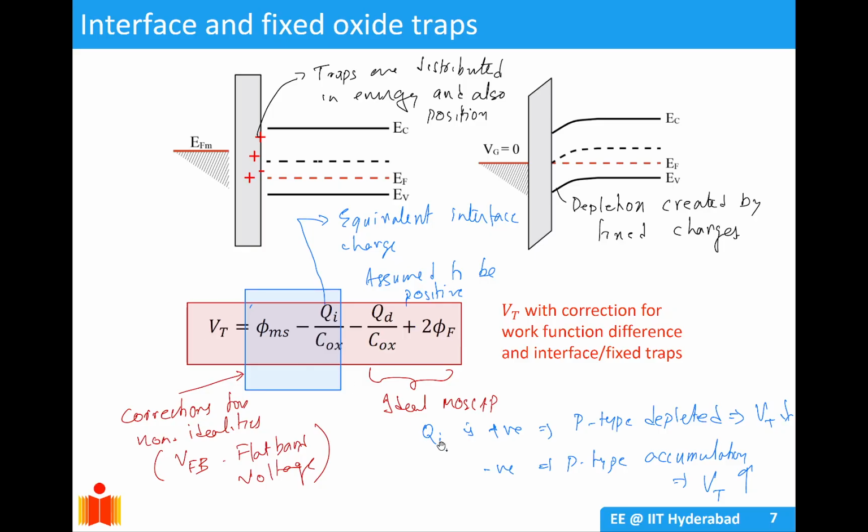So you can see here if Qi is positive and your substrate is in p-type depletion, then Vt decreases. If Qi is negative and the substrate is in p-type accumulation, then Vt increases.